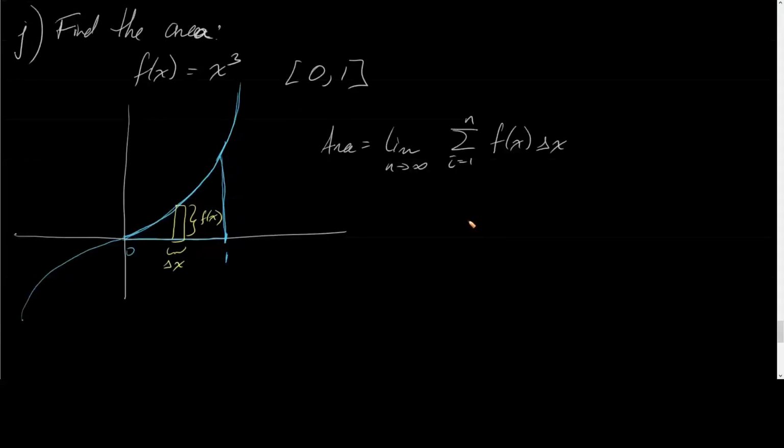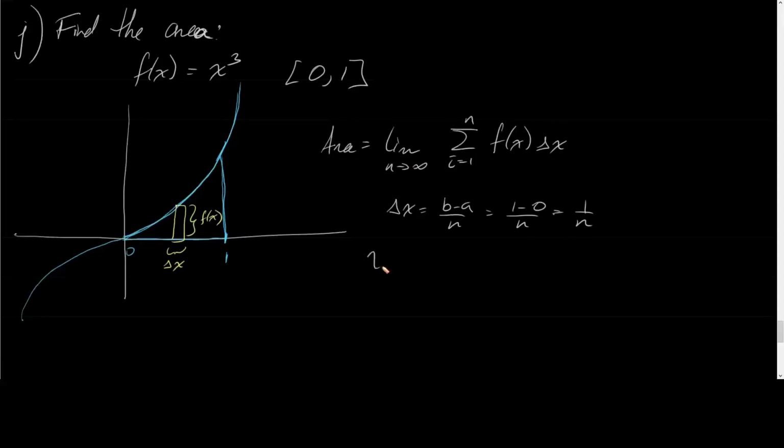Now, what is delta x? In here, delta x is equal to b minus a over n. In this case, that's 1 minus 0 over n, which happens to be 1 over n. Notice that I'm leaving it as n because n is going to go to infinity, so we can't actually plug in any value there.